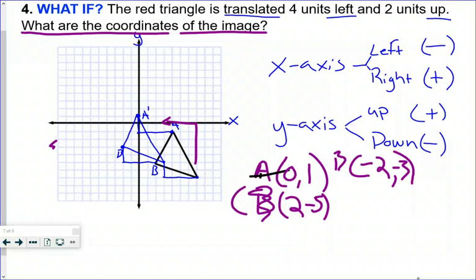Okay, so that is just the nuts and bolts of how to use a translation on a coordinate plane.